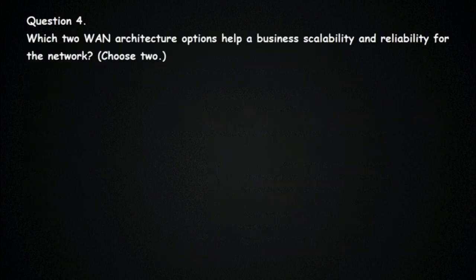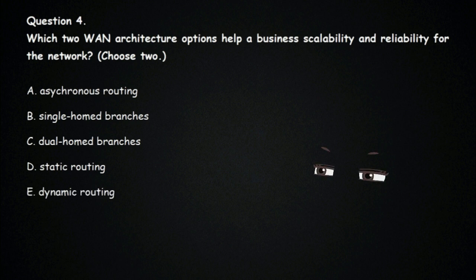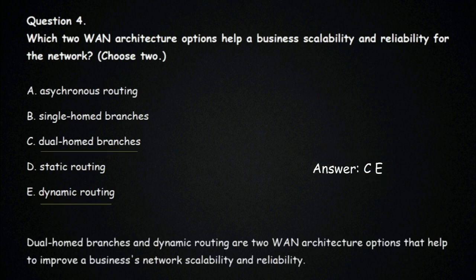Question 4. Which two WAN architecture options help a business scalability and reliability for the network? Choose 2. Options. Answer is C and E. Dual-homed branches and dynamic routing are two WAN architecture options that help to improve a business's network scalability and reliability.